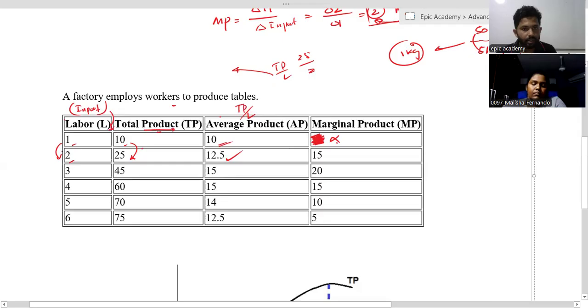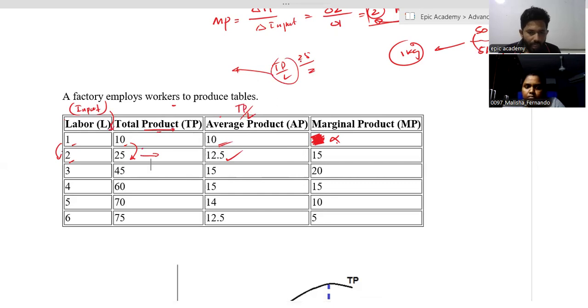Okay. Right. And then this one. TP is 25 in here, and labor is just 2. And then 25 divided by 2 is 12.5. Okay, that is the average production. And then you are going to calculate the marginal production at that point, I mean labor to production.